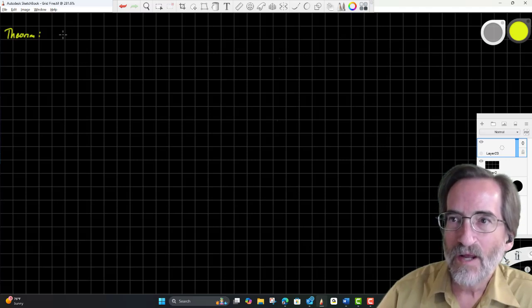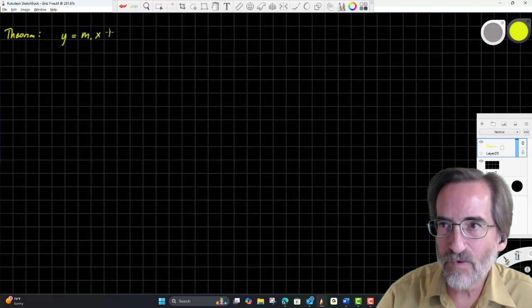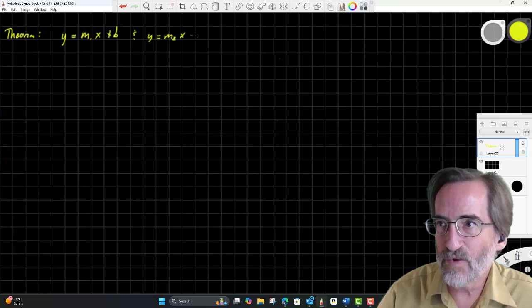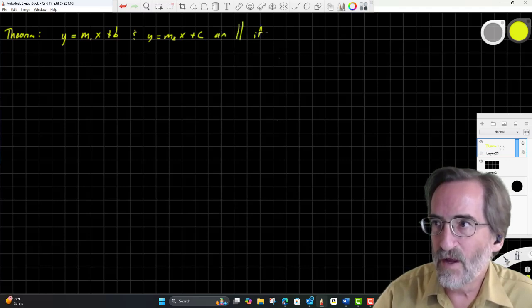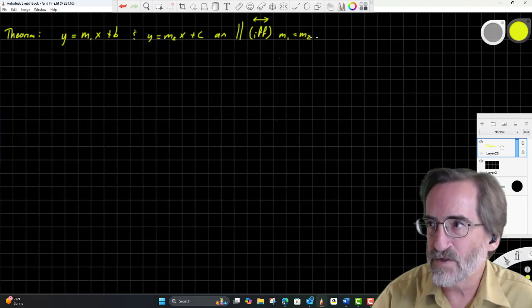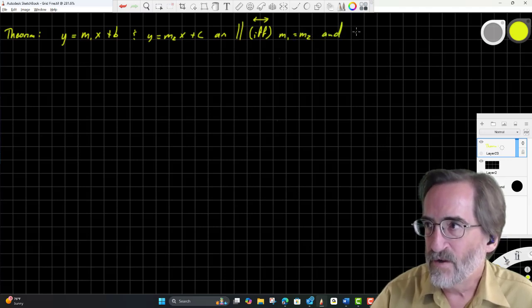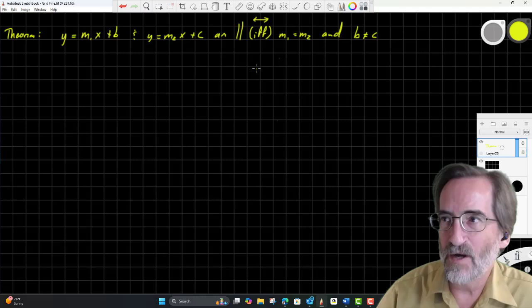Okay, and it says basically if we have two lines, y equals m1 x plus b, and y equals m2 x plus c, they are parallel if and only if, that means flowing both directions, if and only if the slopes are equal, m1 equals m2, and the y-intercepts are not equal. Okay, the y-intercepts are not equal.